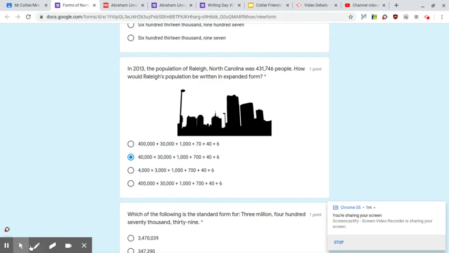start with 400,000. Sorry, my tools aren't working. So these 2 right here that do not start with 400,000, you would rule out. And then you need to find an answer choice that has 30,000, 1,000, 746.